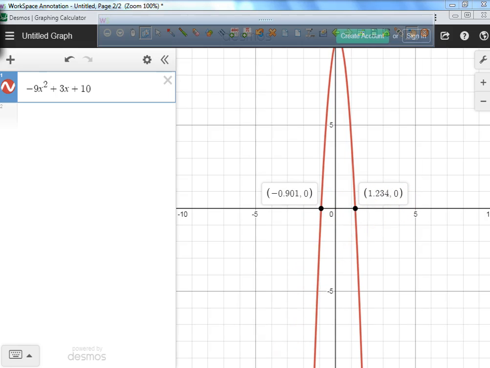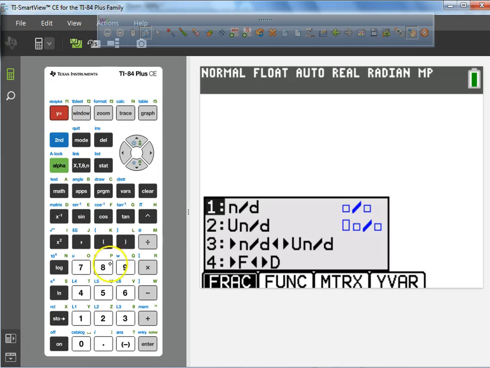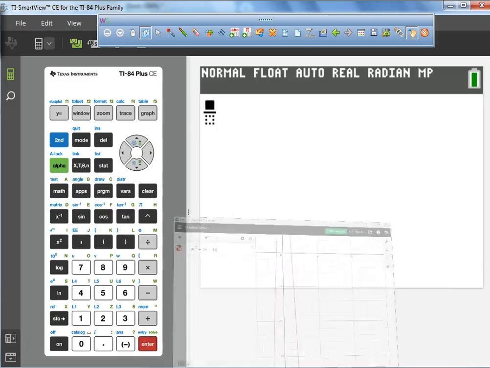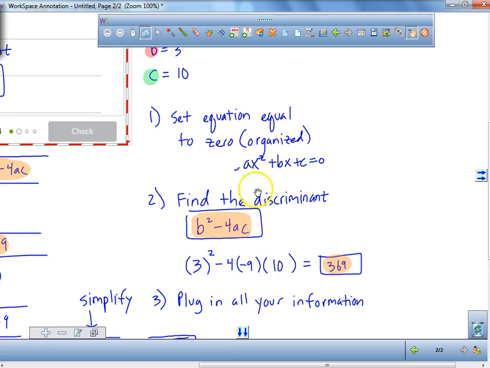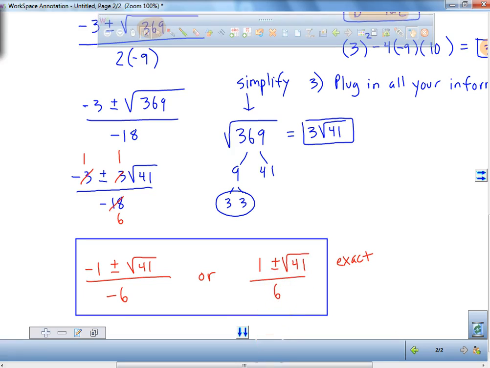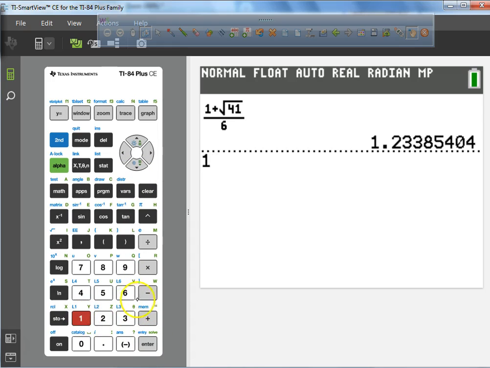Now, here's what I want you to do. Go to your graphing calculator. Okay, go to your graphing calculator. I would like you to get alpha y equals m. Okay? And I want you to go right down here. Does everybody see 1 plus or minus square root of 41 over 6? Here's what I want you to do. I want you to do 1 plus the square root of 41 over 6. And press enter. And then I want you to do 1 minus the square root of 41 over 6.